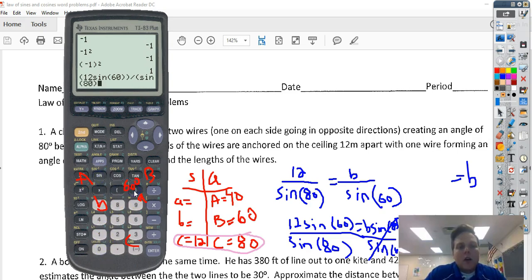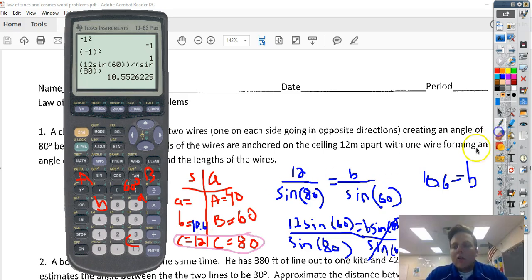80. Now, I am going to double check real fast to make sure I'm in degree mode. I am. Press enter, and I get that B is approximately 10.5, or 10.6, let's round up. 10.6. Alright, so I know what B is. I know that B is approximately 10.6.